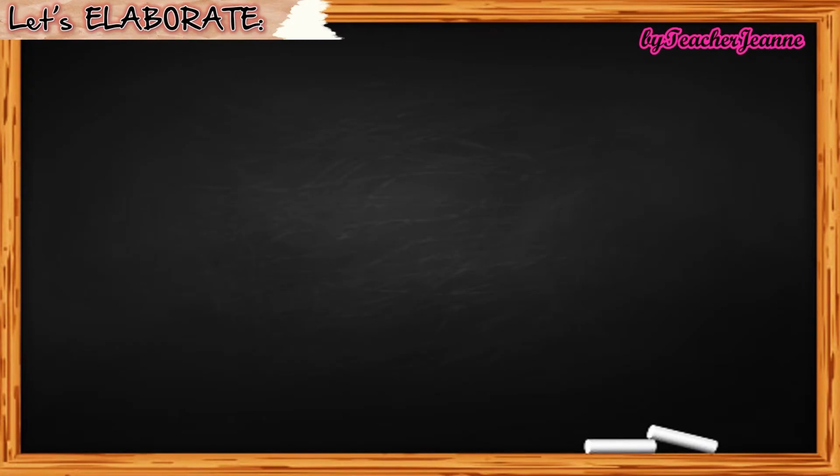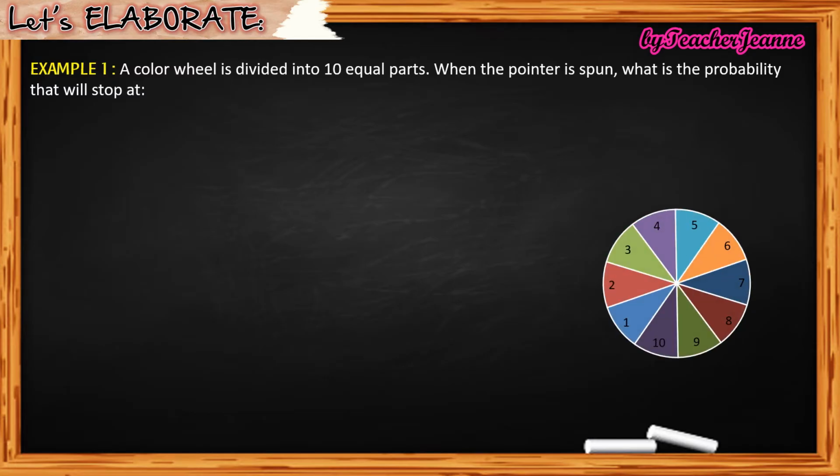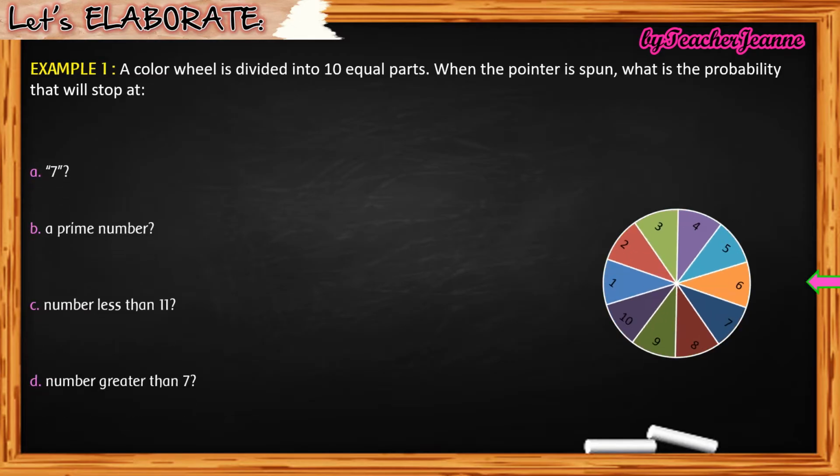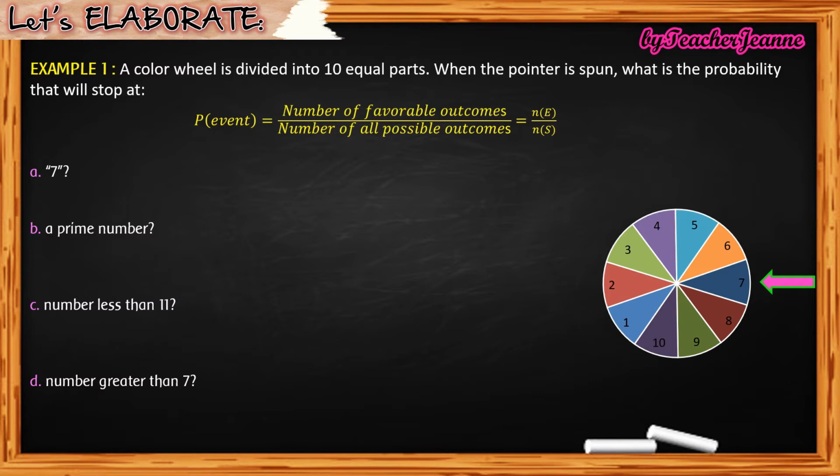Now, for you to understand, let's have the following examples. For number 1, a color wheel is divided into 10 equal parts. When the pointer is spun, what is the probability that it will stop at letter A, 7? Now, to find that answer, we are going to use the formula. The probability of an event is equal to the number of favorable outcomes, or n(E), divided by the number of possible outcomes, or n(S). So, for letter A, the probability of 7 is equal to 1 out of 10. So 1 is the number of favorable outcomes and 10 is the number of possible outcomes.